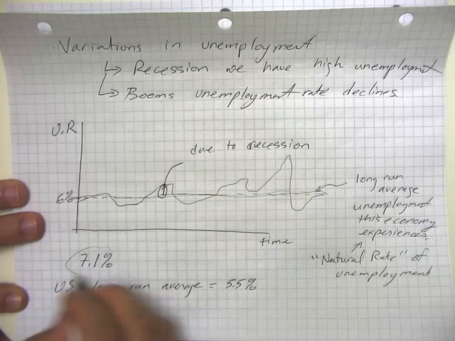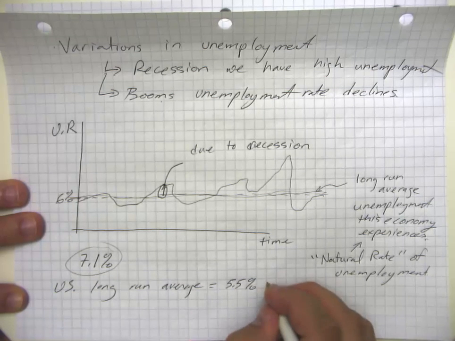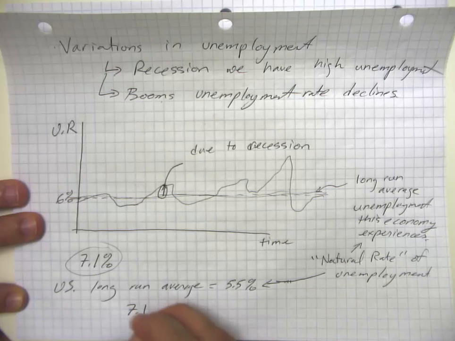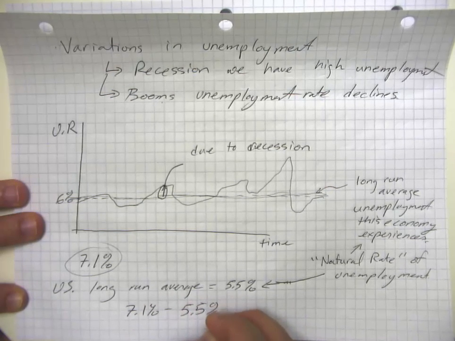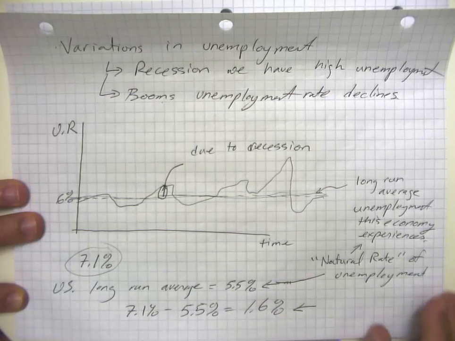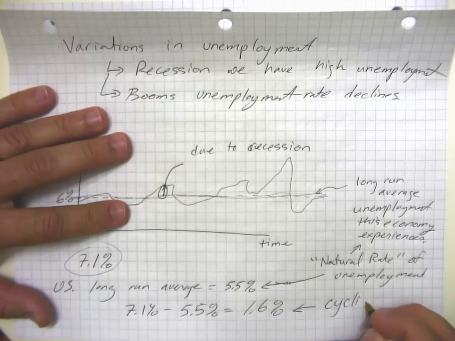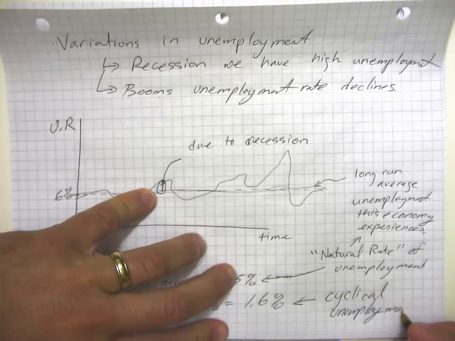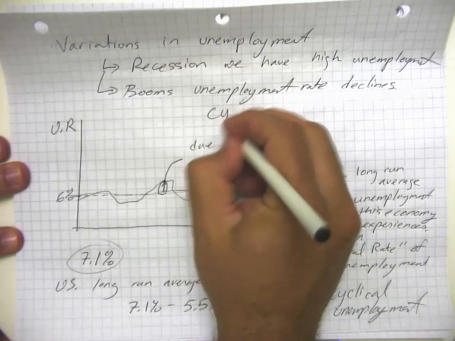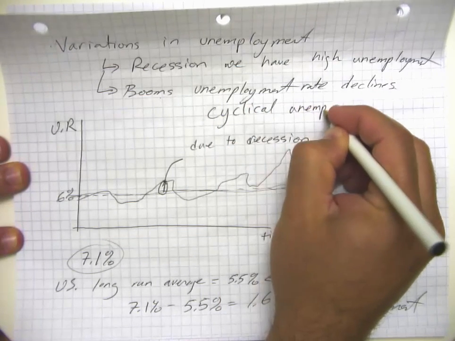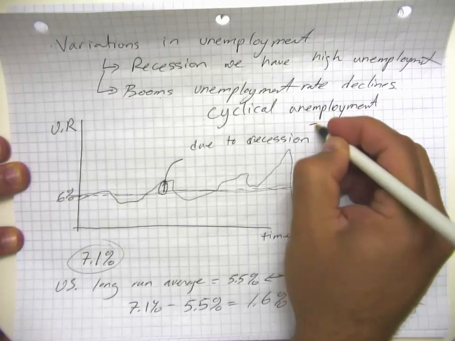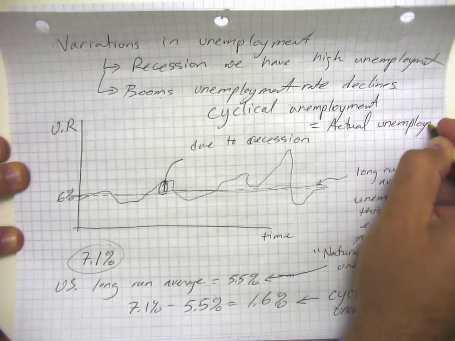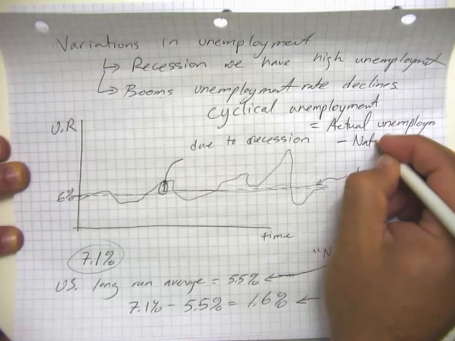Then what we would say is that of the 7.1% we're experiencing right now, 5.5% of it is part of this natural rate of unemployment, and then 7.1% minus 5.5% equals 1.6%. This is what we call our cyclical unemployment, our unemployment that is due to the business cycle. So just to make it explicit there, cyclical unemployment is equal to actual unemployment minus the natural rate of unemployment.